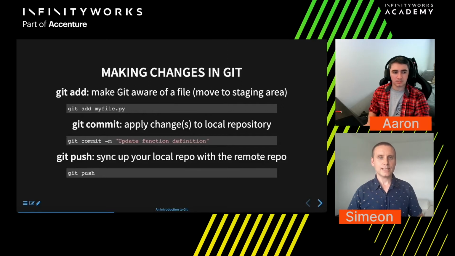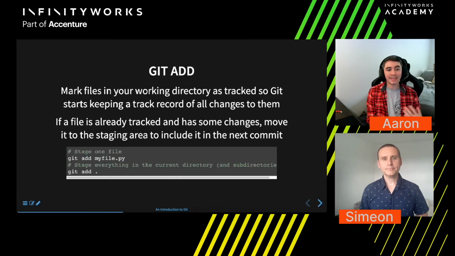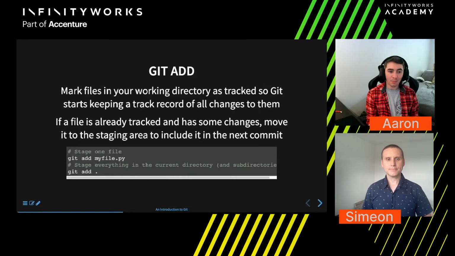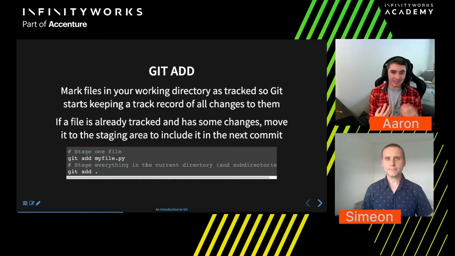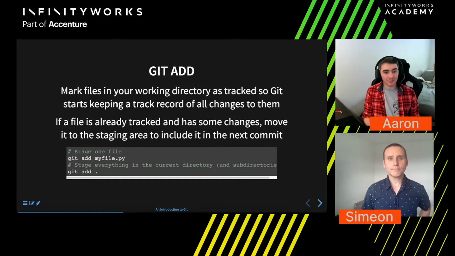So Aaron's going to tell us about git add. Git add is where you mark the files in your working directory so Git can start keeping track of them. So if you've just made a new file, let's call it 404.html, just a classic this page was not found page, and Git won't know it exists until you tell it to. And there's two ways of typically doing this.